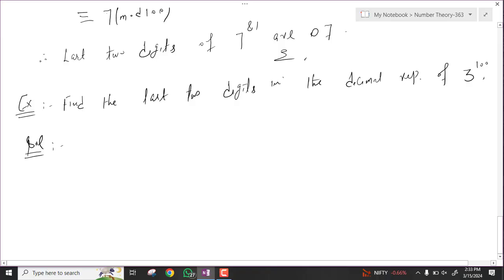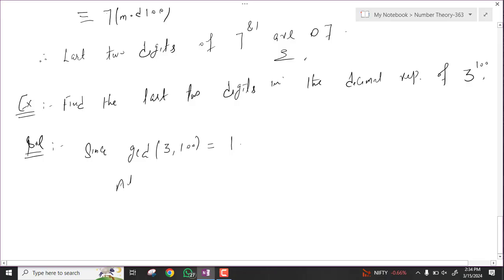Simply, GCD of 3 and 100 equals 1, so we will apply Euler's theorem here. The given problem is equivalent to finding the smallest non-negative integer to which 3 power 100 is congruent modulo 100, because we are to find the last two digits. Now I will write directly the answer of this question. Since GCD of 3 and 100 equals 1.